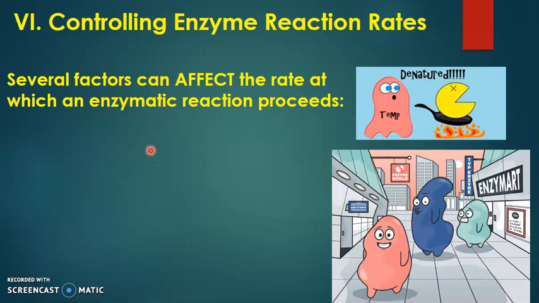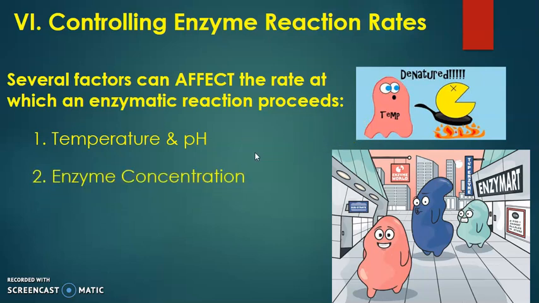Of the four, the first three should be kind of common sense. The first one is temperature and pH. As we've already learned, if we change the temperature or pH to an extreme that the enzyme does not like, it is going to denature, break down, and the rate of reaction is going to slow down, if not stop completely.